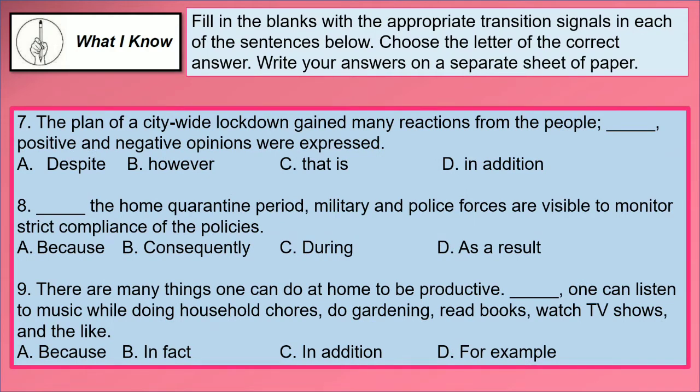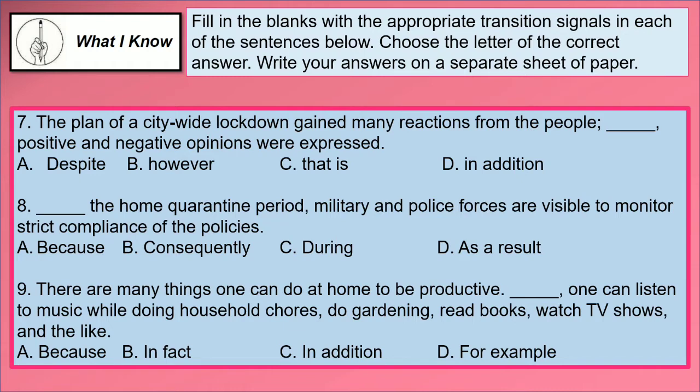Number 7. The plan of a citywide lockdown gained many reactions from the people. Blank positive and negative opinions were expressed. A. Despite. B. However. C. That is. D. In addition. Number 8. Blank the home quarantine period, military and police forces are visible to monitor strict compliance of the policies. A. Because. B. Consequently. C. During. D. As a result. Number 9.